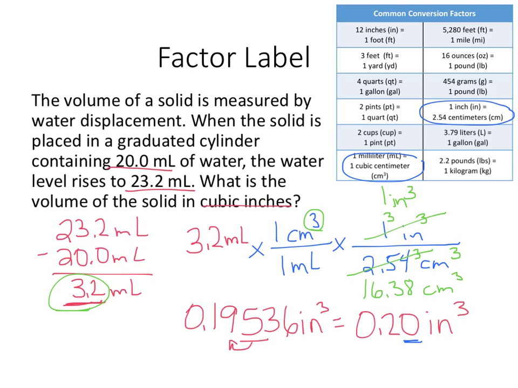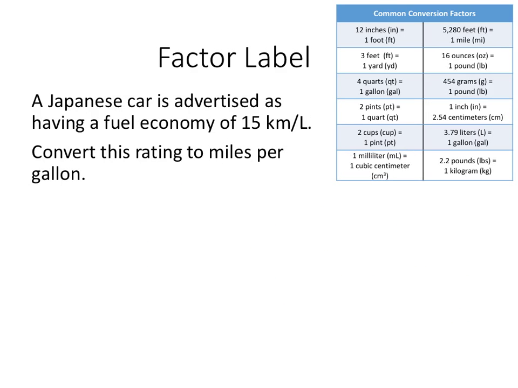Let's try another. A Japanese car is advertised as having a fuel economy of 15 kilometers per liter. That's the way they would measure it in Europe. We want to know what this rating is in miles per gallon. So the kilometers is going to have to convert to miles, and the liters is going to have to convert to gallons. So let's start by seeing what conversions we have.